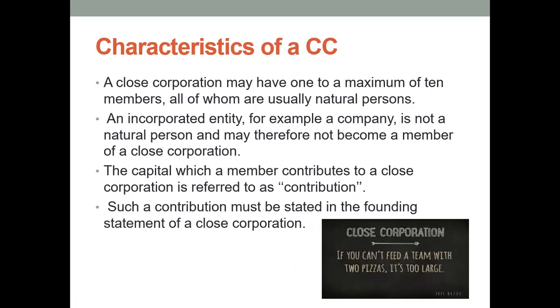And then a close corporation may be made up of one to a maximum of ten members, all of whom are usually natural persons, people that are not involved in other companies, owning other companies. An incorporated entity, for example a company, is not a natural person and may therefore not become a member of a close corporation. So if you have a company already, you cannot be a member of a close corporation, meaning that you are not a natural person in that way.